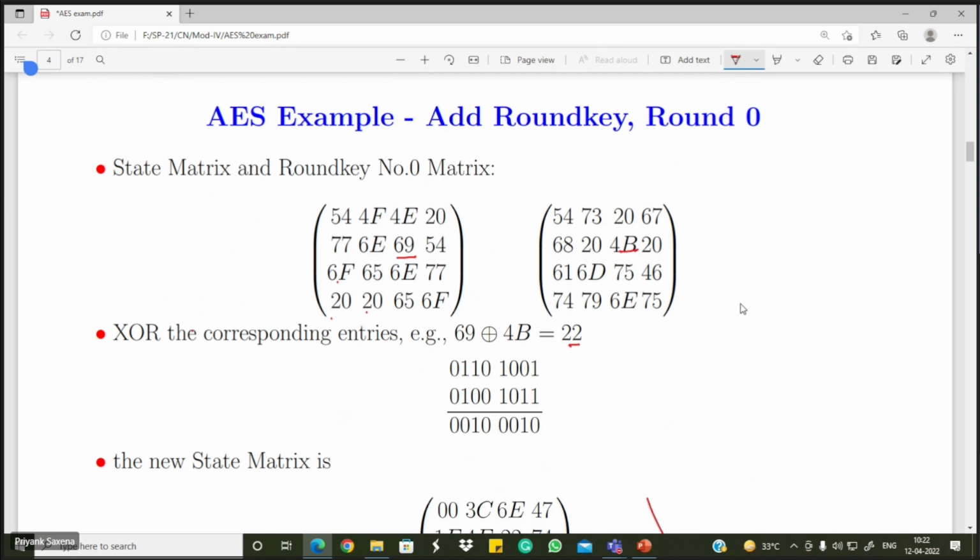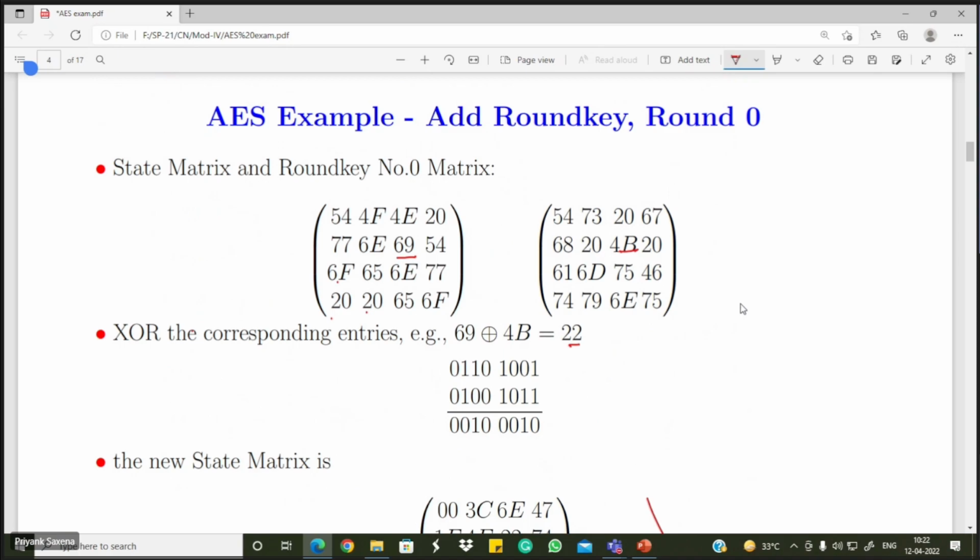After that, we will perform the substitution byte. This is the current state matrix. Then substitute each entry of the current state matrix by the corresponding entry in the AES S box. This S box, the substitution box, is fixed. It is a predefined procedure where you substitute one byte with another. So byte 6E, let us say, will be substituted by the S box entry in row 6, column E, which is 9F.